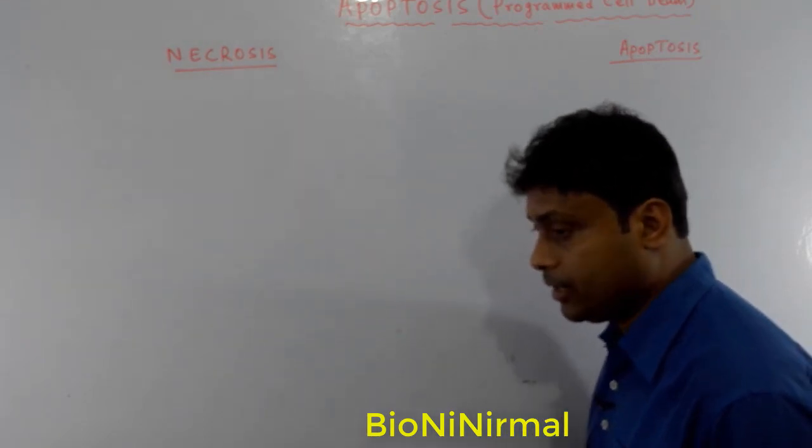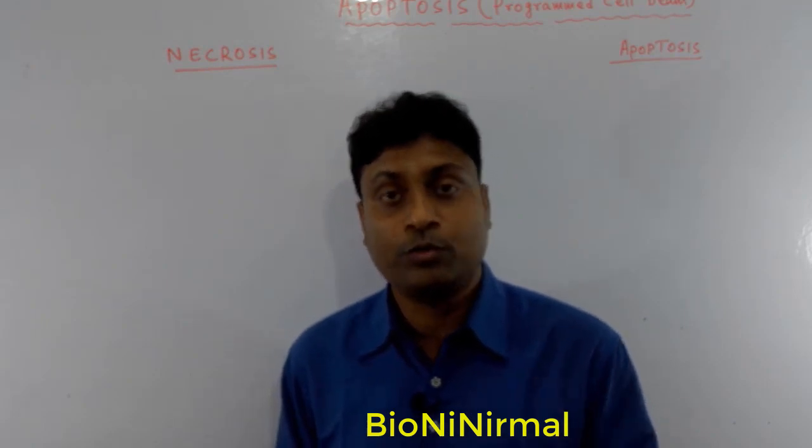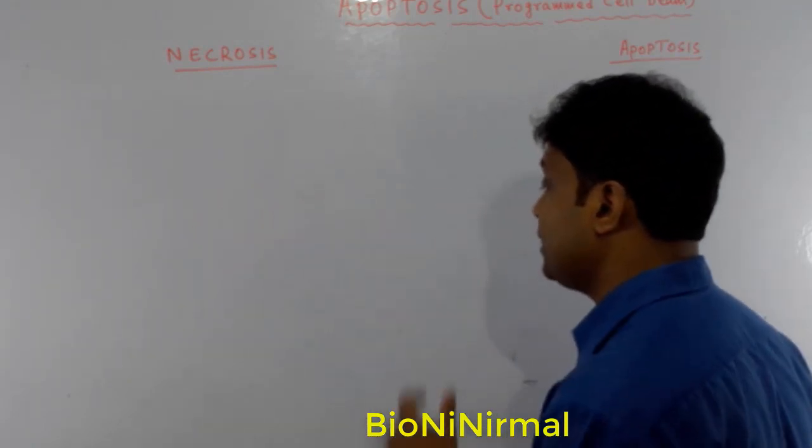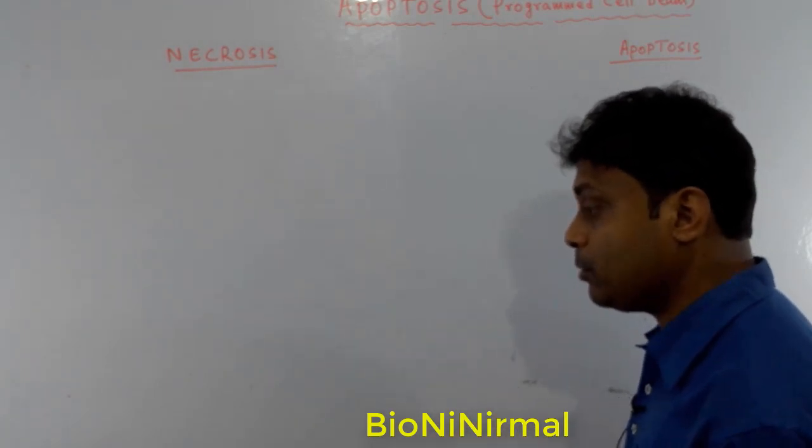In this tutorial video I shall tell you about the differences between apoptosis and necrosis. You know that usually cell death occurs by two processes. One is necrosis and another is apoptosis, and here I shall tell you how necrosis and how apoptosis occur.